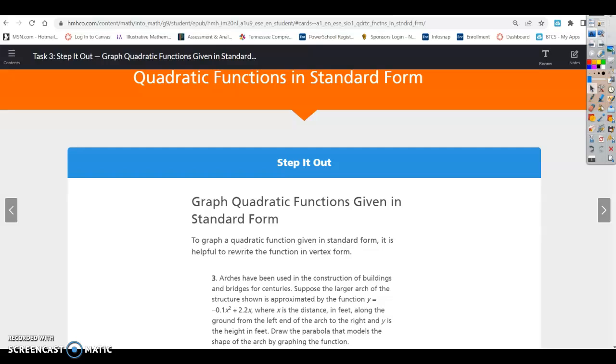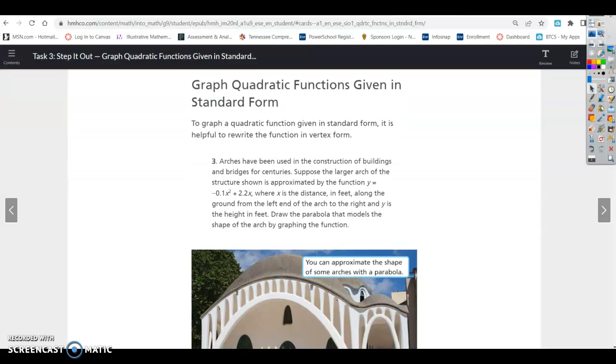Lesson 19.2, Task 3, Quadratic Functions in Standard Form. All right, graph a quadratic function given in standard form. To graph a quadratic function given in standard form, it is helpful to rewrite the function in vertex form.